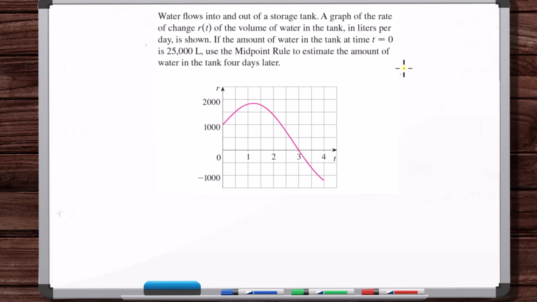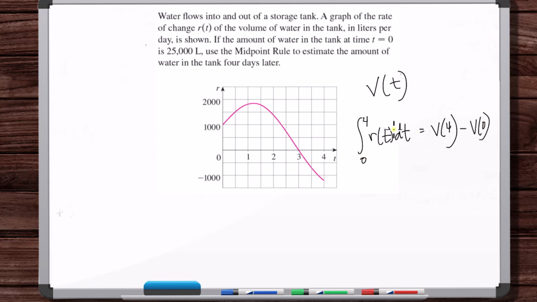Okay, so we'll call that V of T. That's not what this function is. That's the actual volume of water in the tank at any point in time. But the net area under this curve, which would be going from 0 to 4, and this is R of T, we know it would be V of 4 minus V of 0.